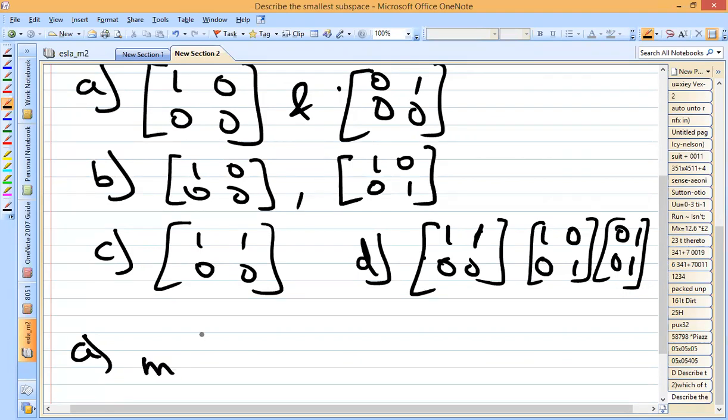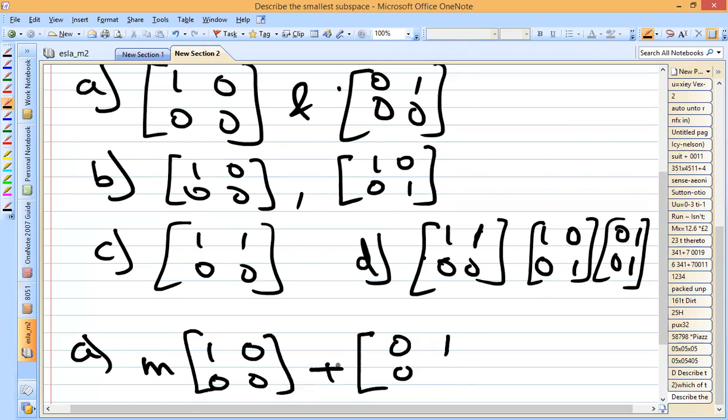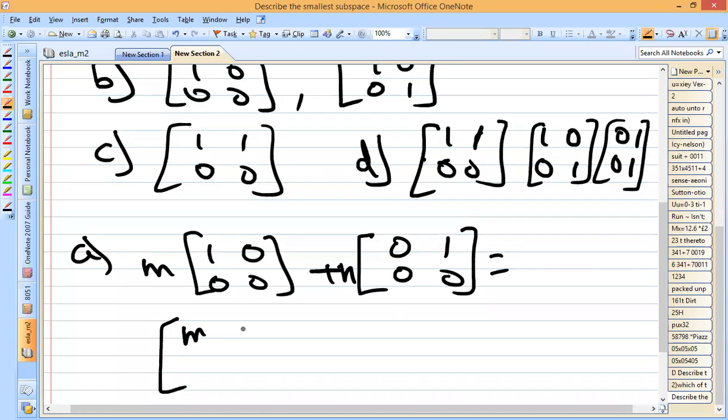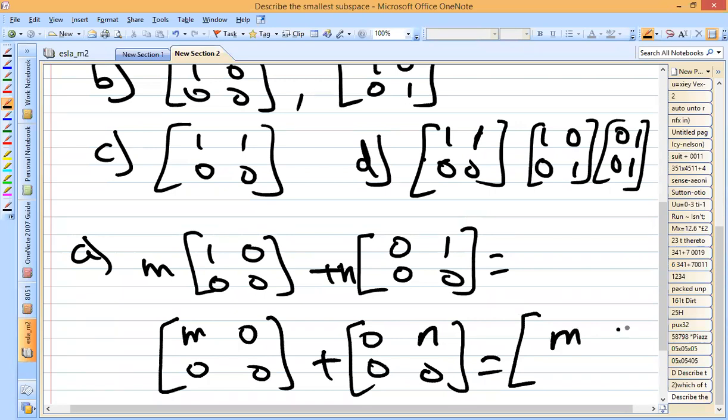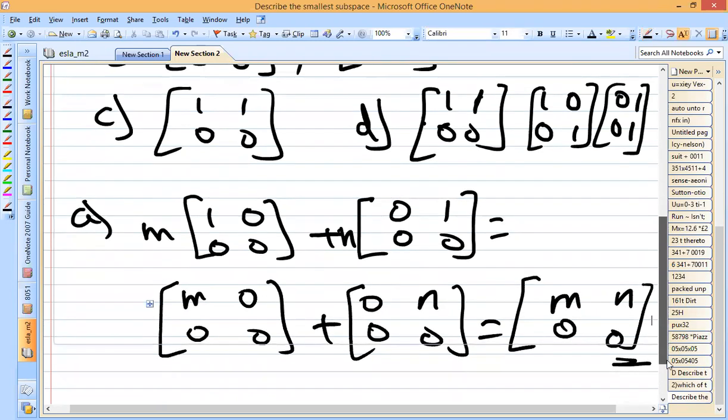So here we have the elements 1000, multiply this with m, and the second matrix element is 0100, multiply this element with n. So once you do this, it will result in, I'll just write it down, m into 1 is m 0 0 0 plus n 0 0, n into 1 is n, and 0 0. So adding these two matrices, what do you get? m, n, 0, 0. So this is the smallest subspace for the given 2 by 2 matrices.